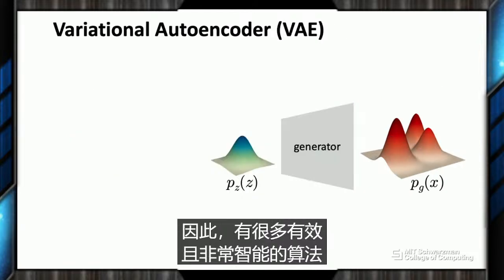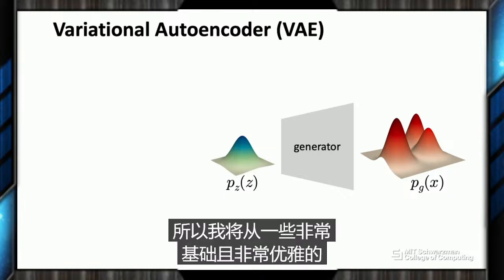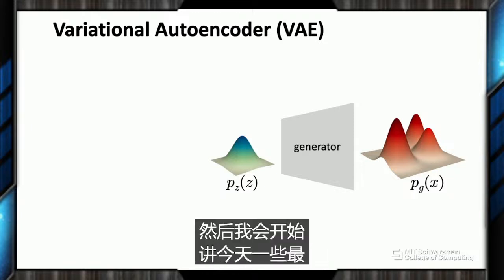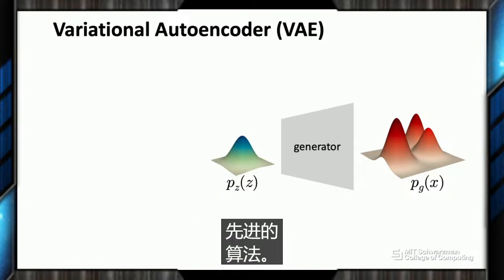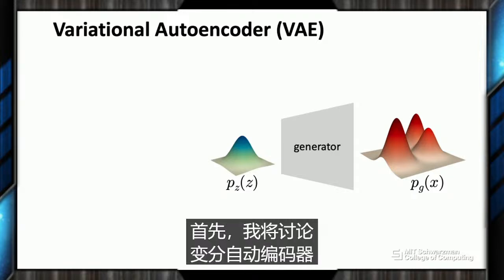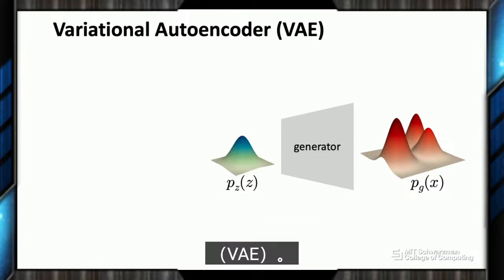So there are many effective and very smart algorithms to address this problem. I will start from some very fundamental and very elegant algorithms, and then I will talk about some of the state-of-the-art algorithms today. First, I will talk about variational autoencoders, or VAE.